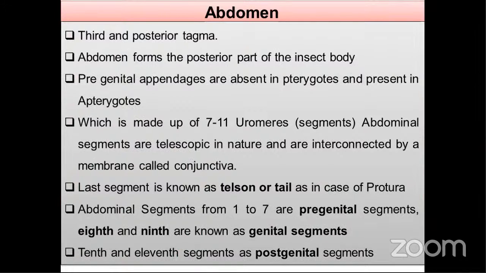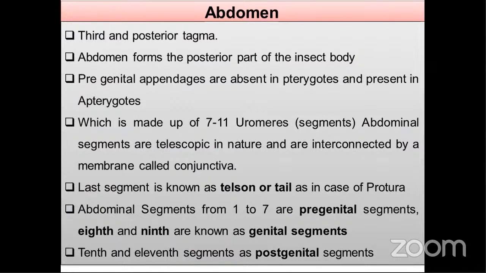Next, the last one, the abdomen region, also called abdomen tagma or the posterior part of the insect body. This is the third one: first head, second thorax, third abdomen. It is the posterior tagma.